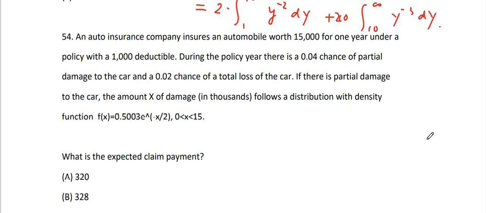So the policy has a 1,000 deductible. They insure an automobile. What's that? They have this chance for partial damage, and this chance for total damage. Total damage means the loss is 15,000, right?